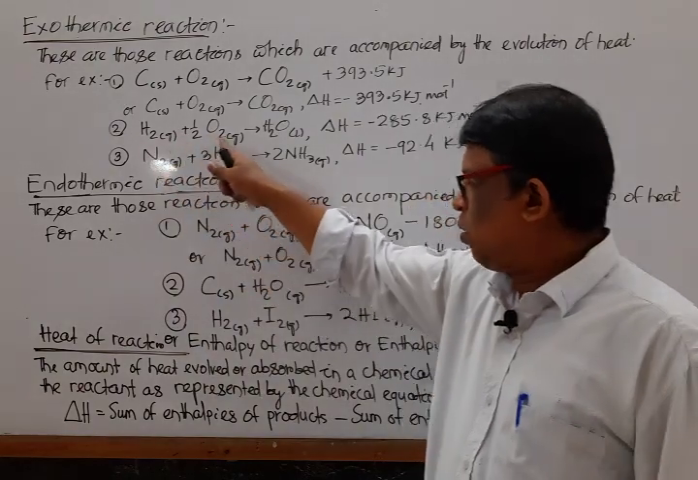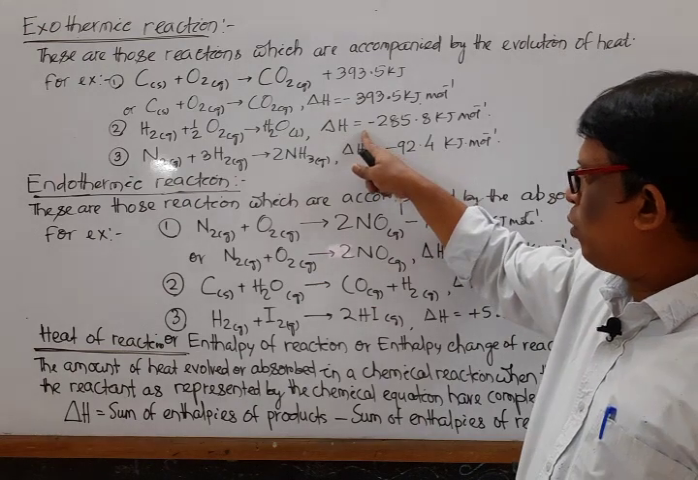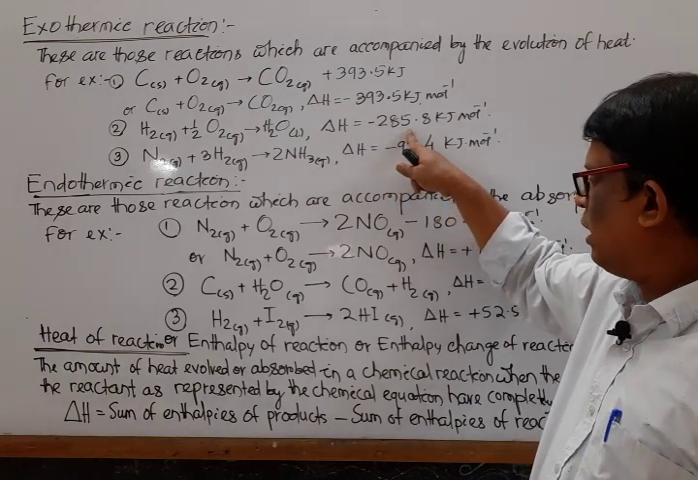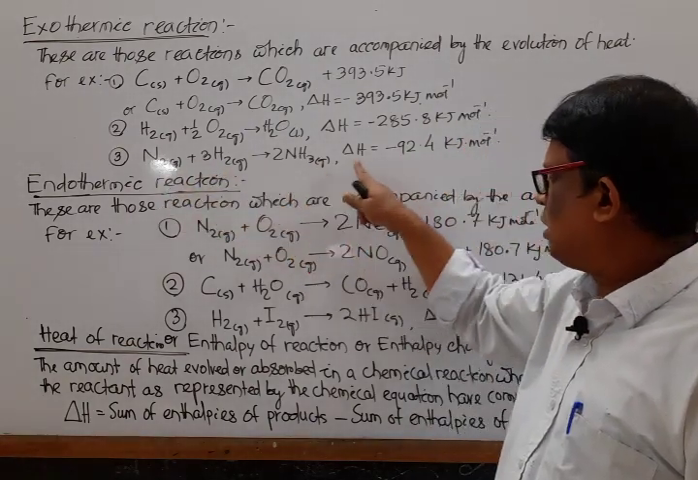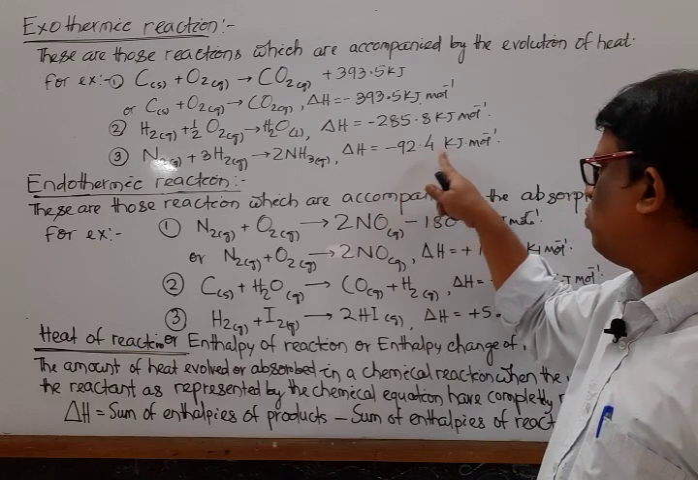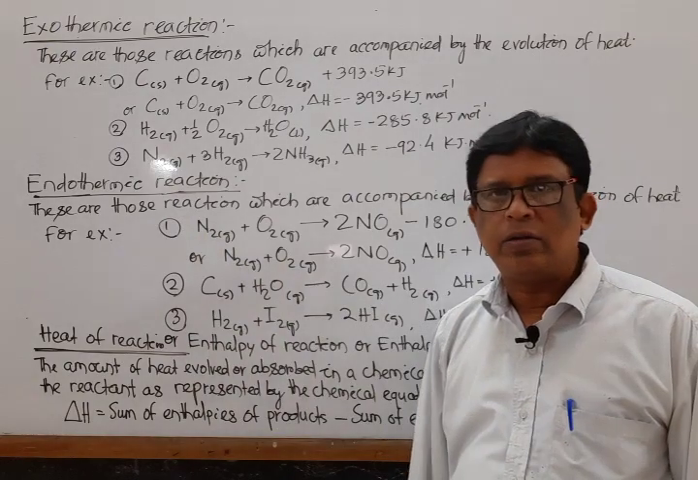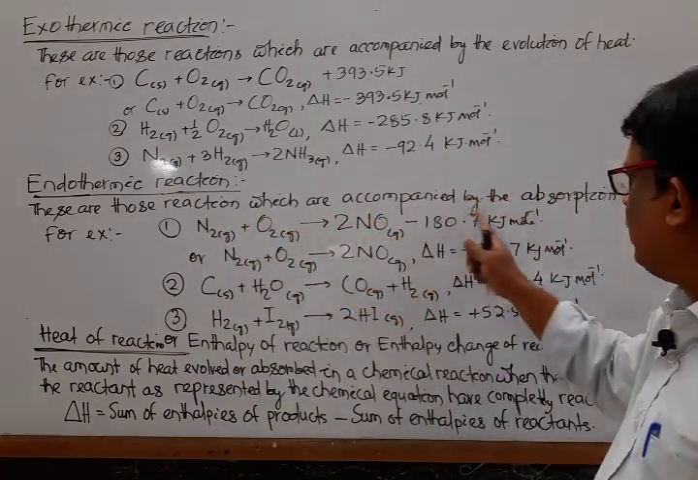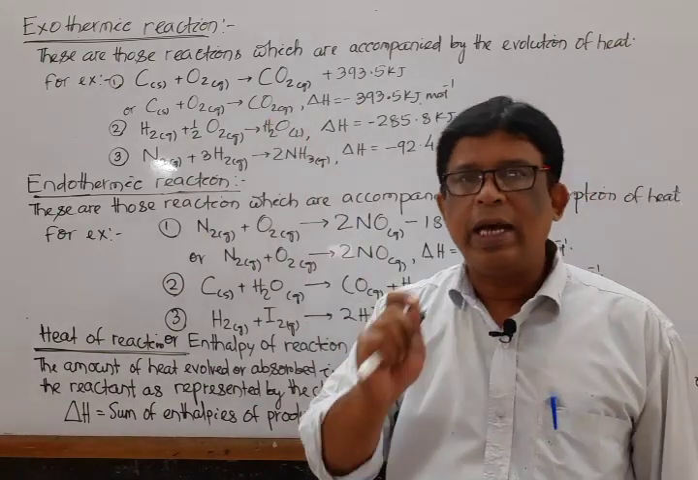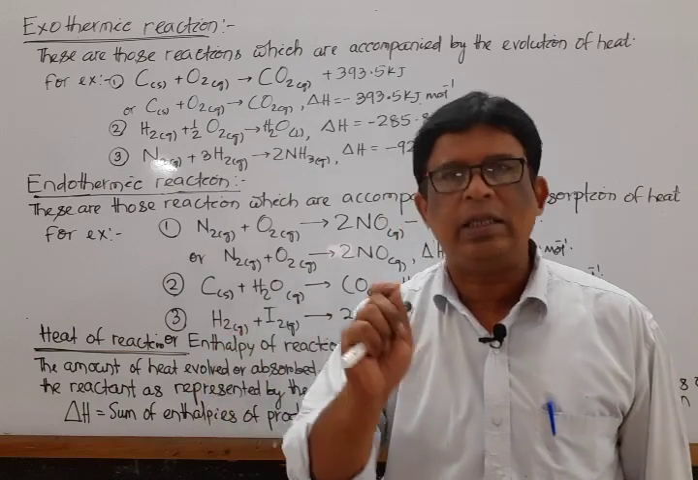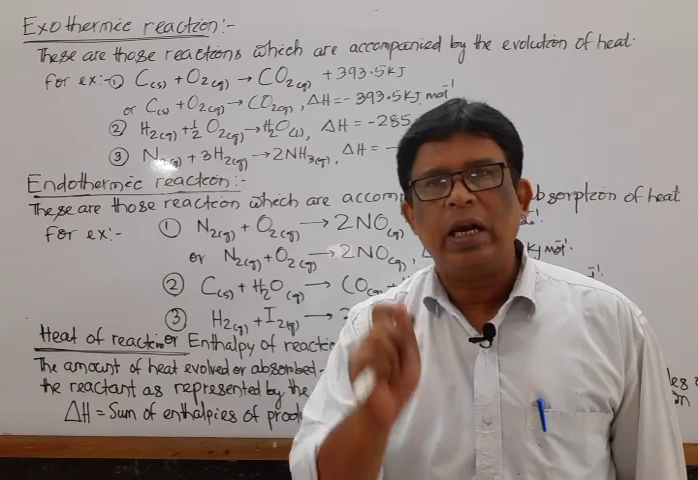Similarly, H2 plus half O2 give rise to 1 mole of water, del H enthalpy of combustion, that is minus 285.8 kilojoule per mole, and N2 plus 3H2 give rise to 2NH3, del H is equal to minus 92.4 kilojoule per mole. Next one is endothermic reaction. These are the reactions which are accompanied by the absorption of heat. The reaction in which heat energy is evolved is known as exothermic, del H negative. The reaction in which heat energy is absorbed is known as endothermic, del H is positive.